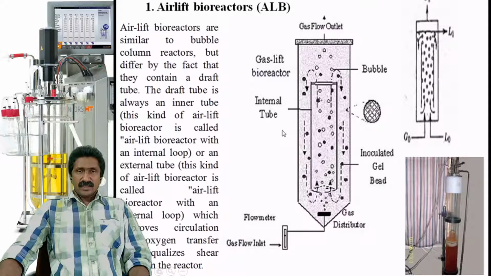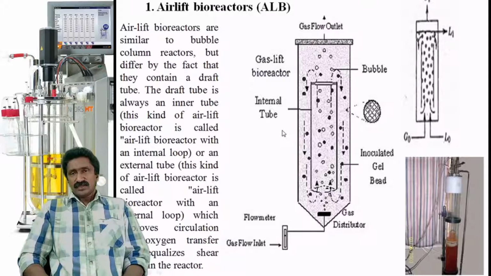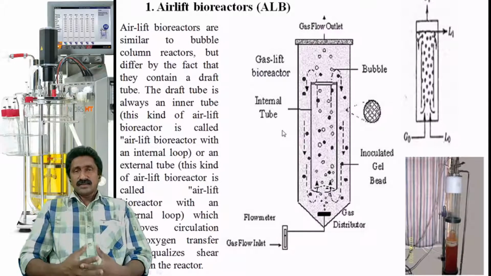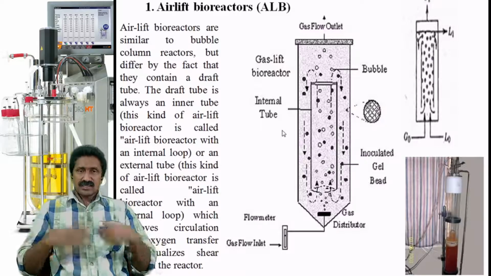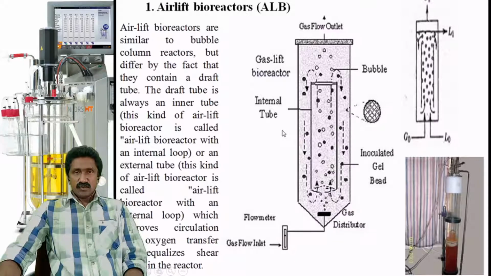So this type of airlift reactor is a type of reactor with an internal loop, where the loop tube is placed internally to the reactor so that the air flows through the center of the tube and circulates back. So here in the design, you can see that there is a gas flow inlet and gas distributor through which gas is released. So the gas goes up, and this movement of the gas cycles the medium.